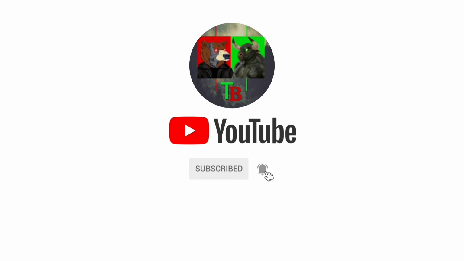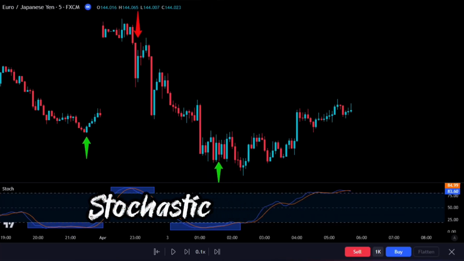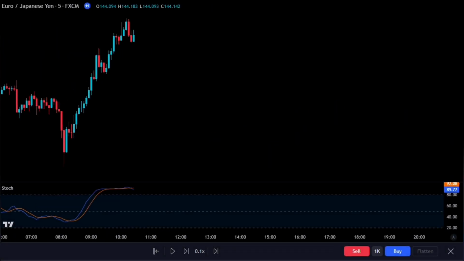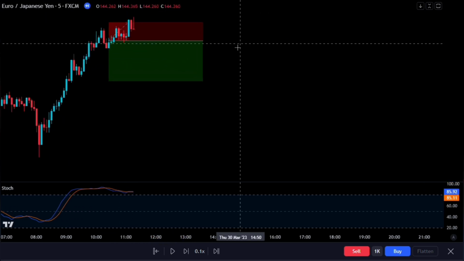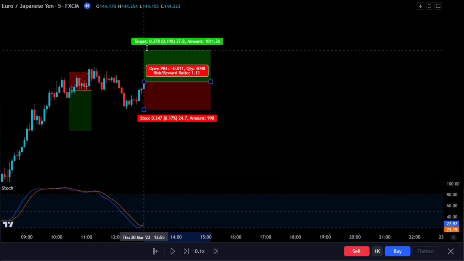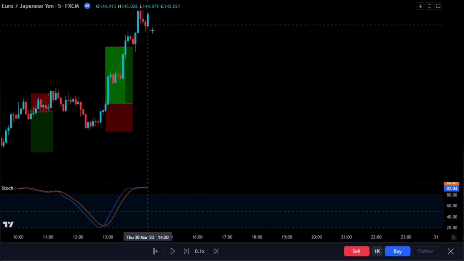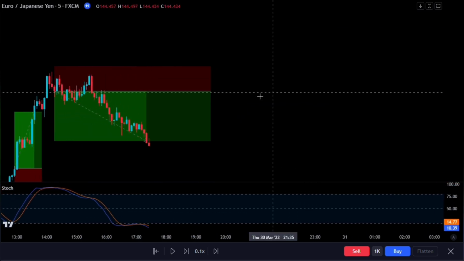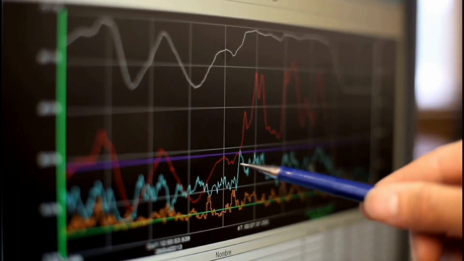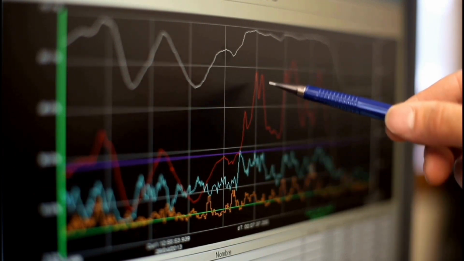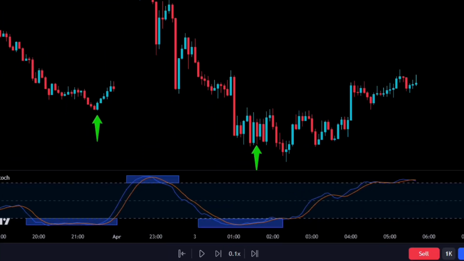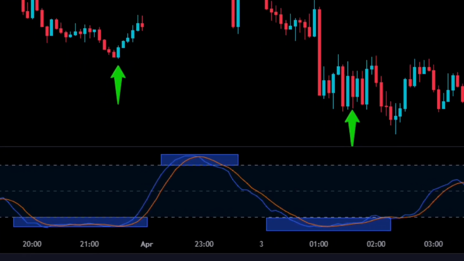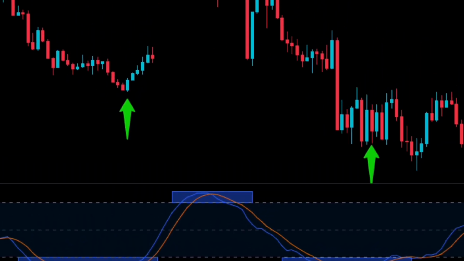Moving on. For the top simple and effective strategy for all you beginners out there, stochastic overbought and oversold areas. The biggest lie I've heard while starting my journey as a trader is that overbought and oversold trading strategy is the most profitable strategy to ever exist. Now, while that may be true for some, it can always be false for some others.